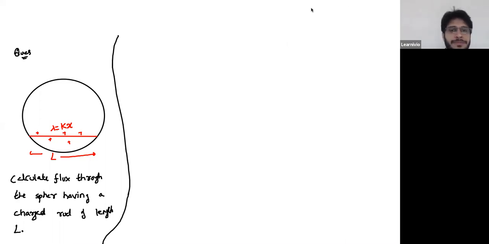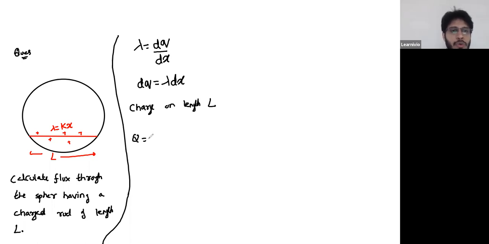No answer. See, here the charge density is non-uniform. So for non-uniform charge density, your lambda is simply dq over dx. Next, you can write dq as lambda dx. So for the charge on length L, Q is the integral of lambda dx. The limit is from 0 to L. Lambda is kx dx.